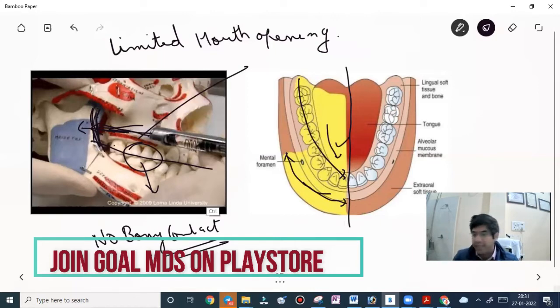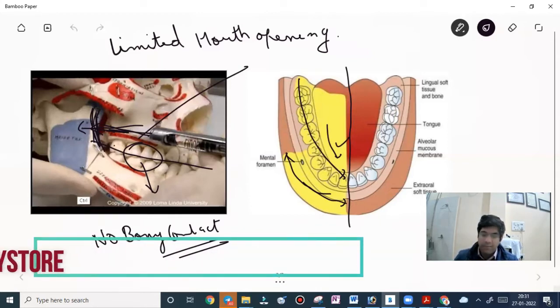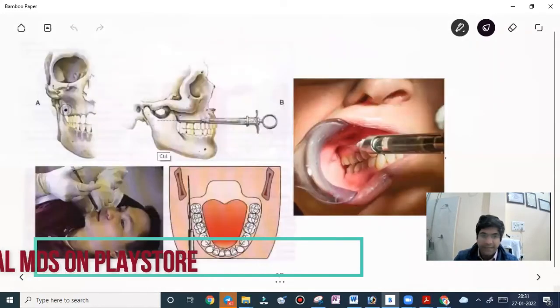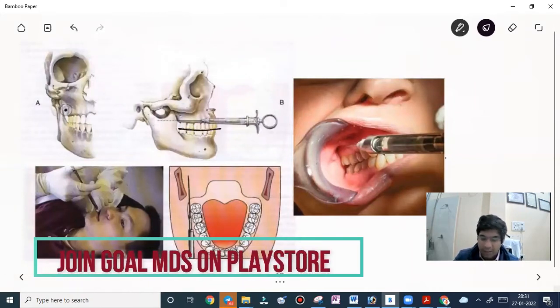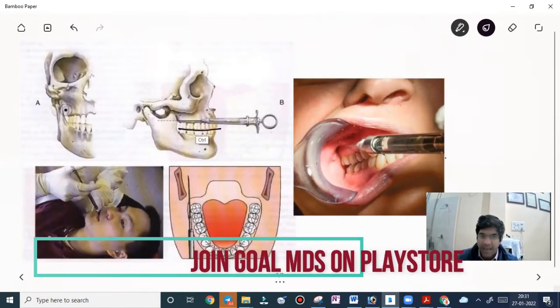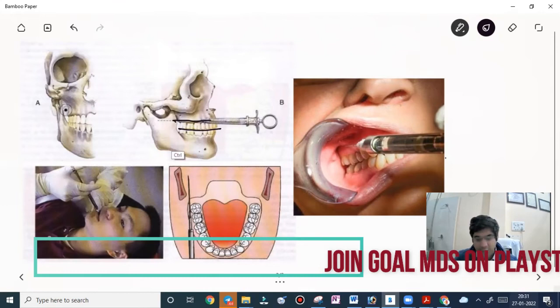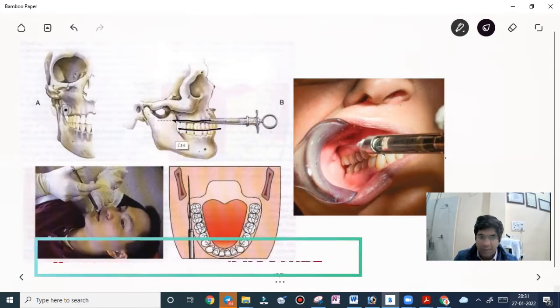Now let us discuss the technique. The patient is seated comfortably in the dental chair. The patient is instructed to occlude the teeth. The syringe is aligned parallel to the occlusal plane. The syringe is kept parallel to the occlusal and sagittal plane. It is positioned at the level of the mucogingival junction of the maxillary molars.